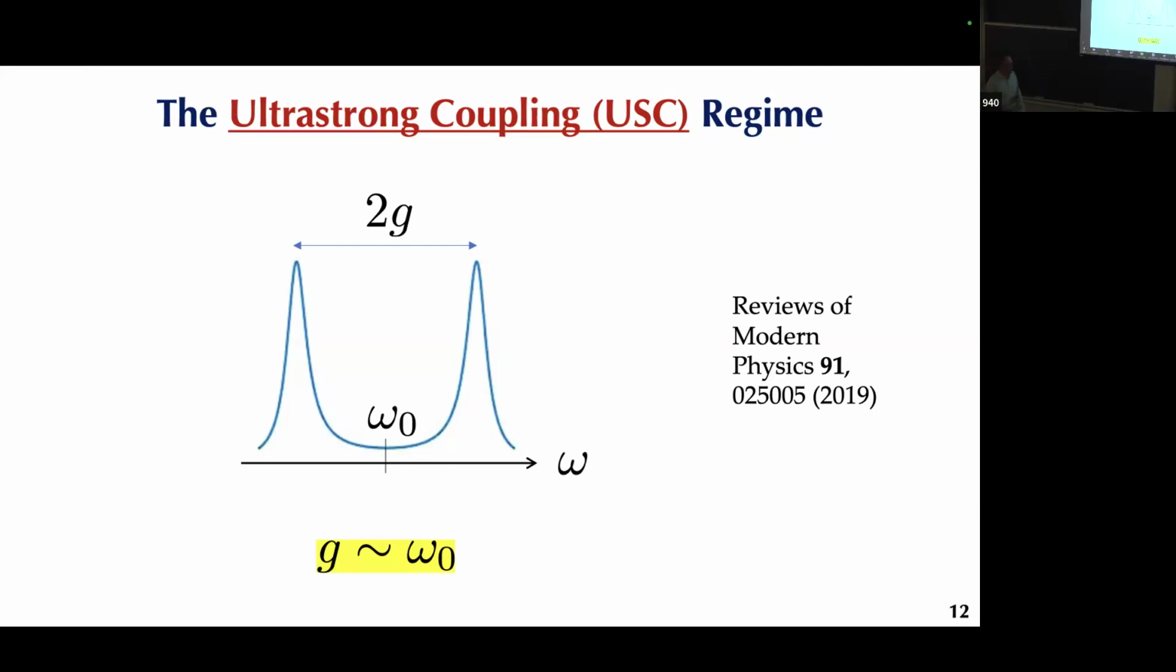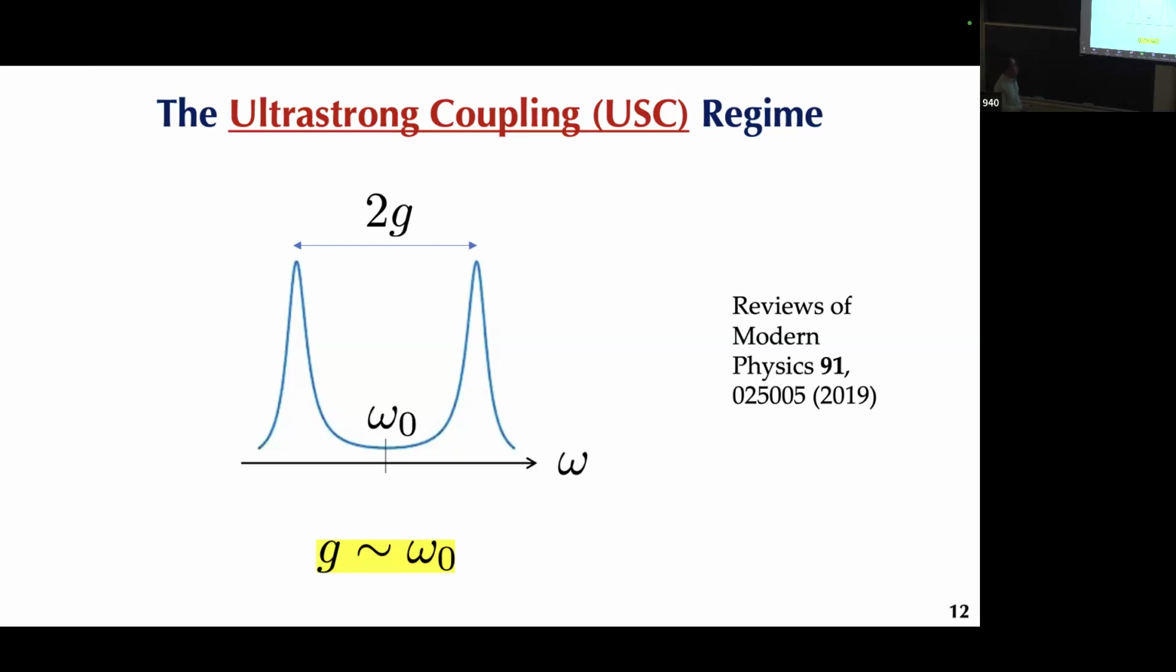This is very non-intuitive, because basically you have two oscillators, light and matter, oscillating at omega naught, okay? And G is the rate at which energy is exchanged between light and matter. When G becomes larger than omega naught, this means that the energy is exchanged faster than even one cycle of the original light and matter oscillations.